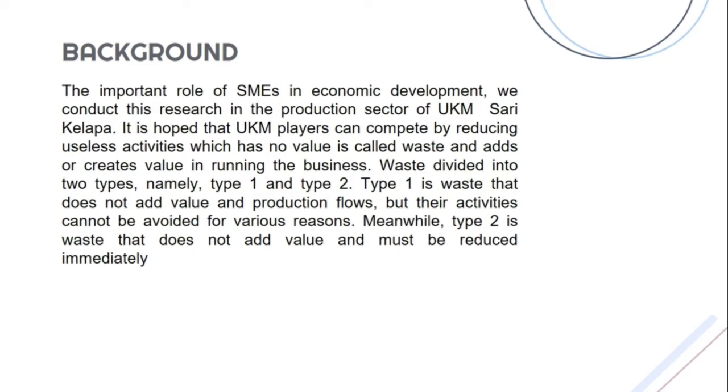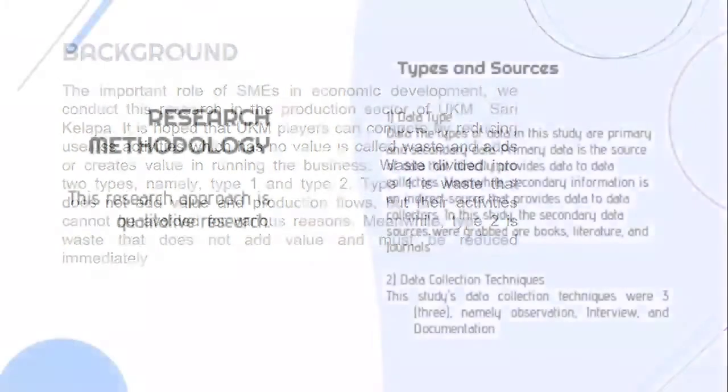UKM Sari Kelapa has waste in production activities. Waste divides into two types, namely type 1 and type 2. Type 1 is waste that does not add value in the production flow, but the activity is unavoidable for various reasons. Meanwhile, type 2 is waste that does not add value and must be reduced immediately.